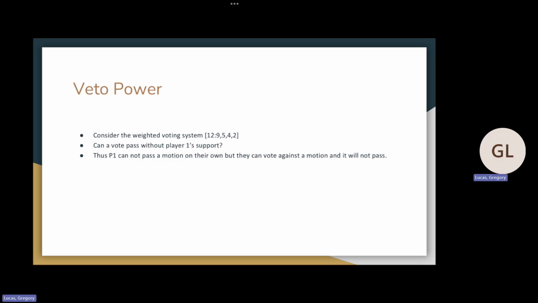More common, what you would see is what is called veto power. So we consider this weighted voting system, 12 votes to pass. The four players have 9, 5, 4, and 2 voting power. Can a vote pass without player 1's support? So to do that, we do 5 plus 4 plus 2, which is 9 plus 2 gives me 11. So no.